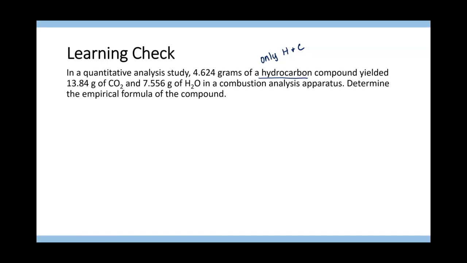So we have amount of CO2 produced, amount of water produced. We need to just determine the empirical formula. So you don't have to do that step where we find the ratio of molecular formula to empirical formula molar mass and multiply the subscripts. Just find the empirical formula of this compound. So I'll give you all some time to work on this.